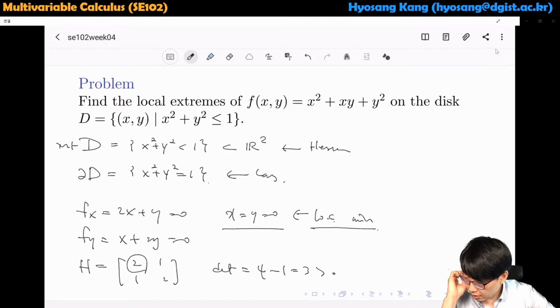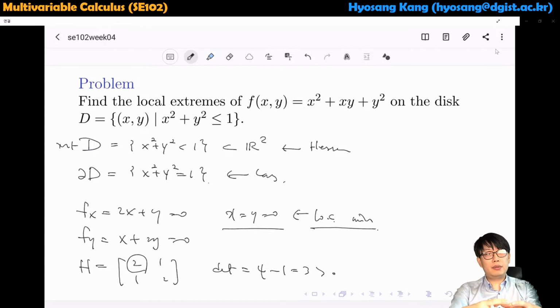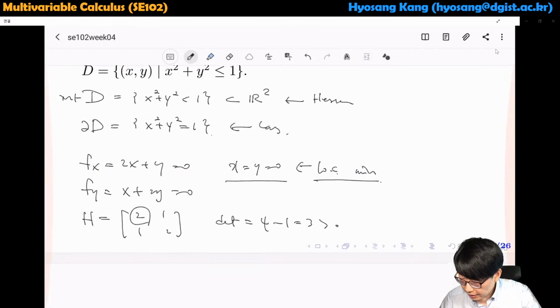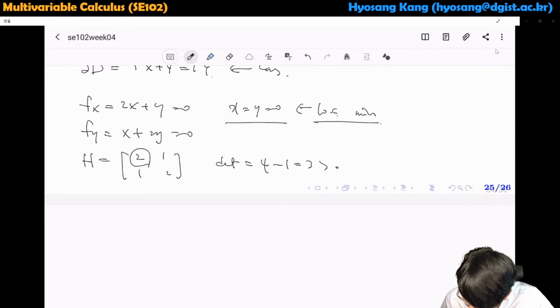domain. Now, that's not the entire picture inside of the disk. So we have a boundary of the disk. There could be a local maximum on the boundary of the disk, although there's no local maximum on the entire domain. Because of the boundary, you could have one. So let's use the Lagrange multiplier.